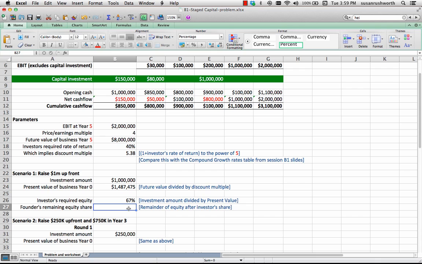What's left for the founder is the balance of 100%. Now remember, percentages are being expressed as fractions of 1, so that's 1 minus the 67%, giving you a founder's remaining equity share of 33%. So in summary, if you raise $1 million up front using that valuation method, that implies that the investor would be entitled to 67% of the business based on the amount of money they're putting into it.